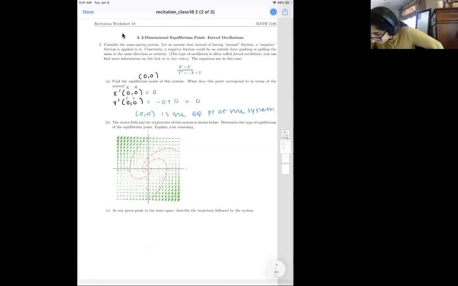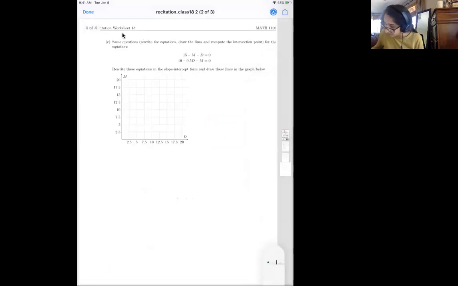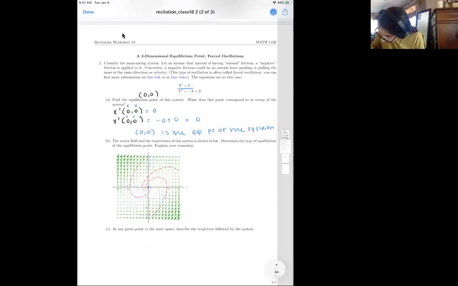All right, so B: the vector field and the trajectories of the system is shown below. Determine the type of equilibrium of the equilibrium point. Explain your reasoning. We briefly discussed this above, but I claim to you that this equilibrium point is in fact an unstable equilibrium point. And the reason is the same reason we talked about above. If there is a slight perturbation, we dramatically move away. No matter where we are, if there's a slight perturbation, all the trajectories are pointing away from the equilibrium point.